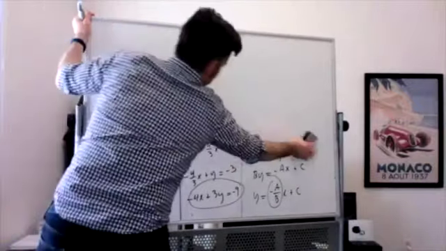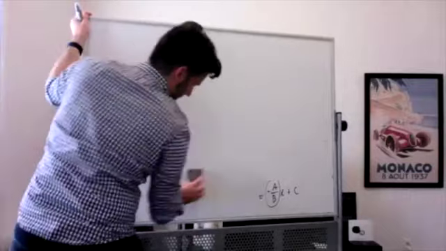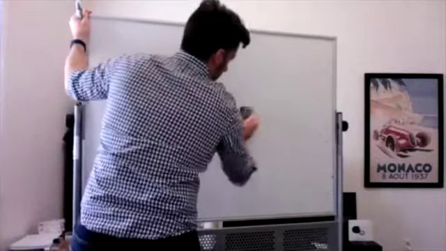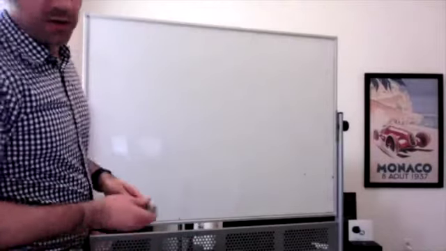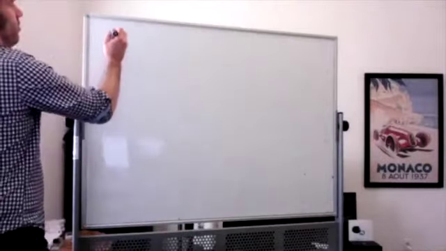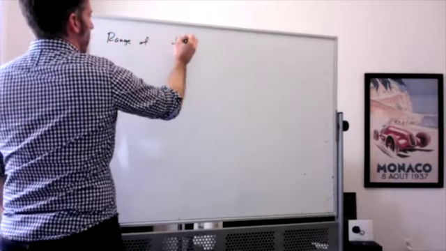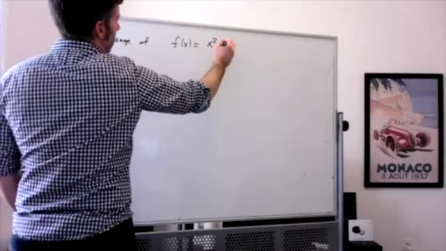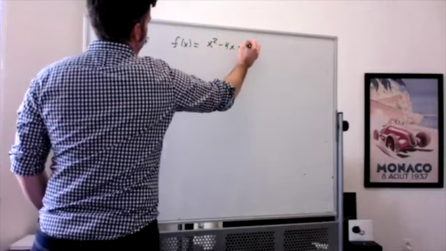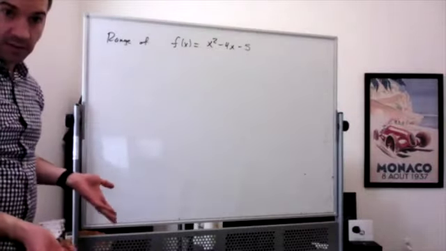So I talked a lot about domain, but what about range? Range is also something that comes into play sometimes. There's a couple ways you can find range of a function. One way is graphically. So for example, if I said, what's the range of f of x equal to x squared minus 4x minus 5, we could find the range by graphing this.